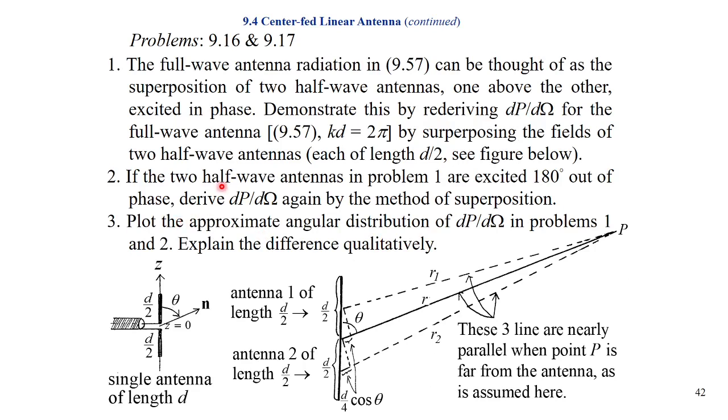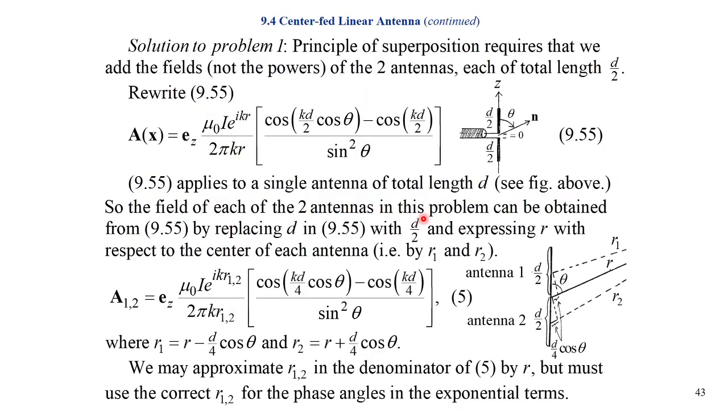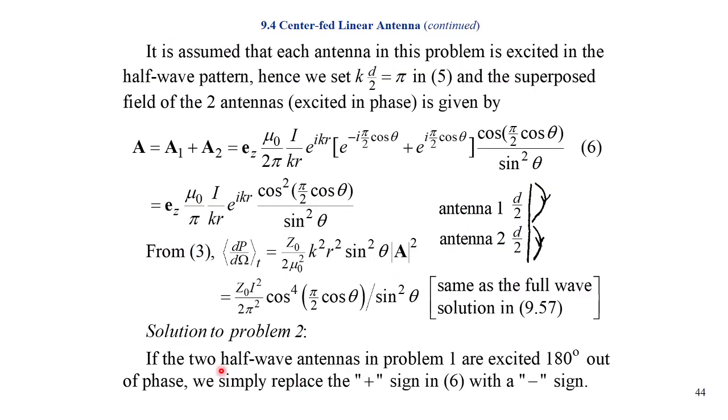If the two half-wave antenna in problem 1 are excited 180 degree out of phase, that is one in this direction, the other in this direction, current is opposite, derive that dP over d omega again by the method of superposition. Okay, let's calculate the vector potential first.